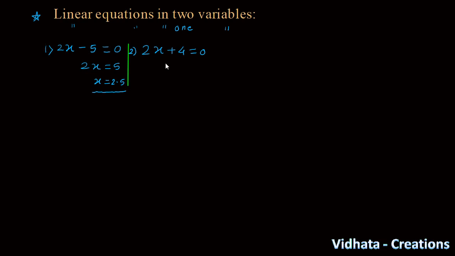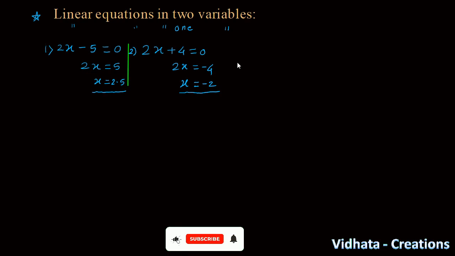Now let us see the solution of the second equation. We will solve it as 2x is equal to minus 4. Here you will get x is equal to minus 2, and that is the solution of this equation.